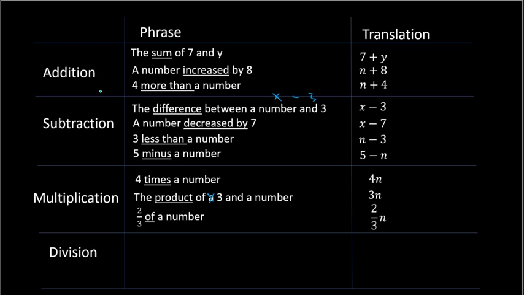So we've done addition, subtraction, multiplication. Next we have division. So for division, one word is the word quotient. So when it says the quotient of a number and 6, we take some number and divide it by 6. It's an unknown number, so we use a variable to represent that number. We'll call it n in this case.